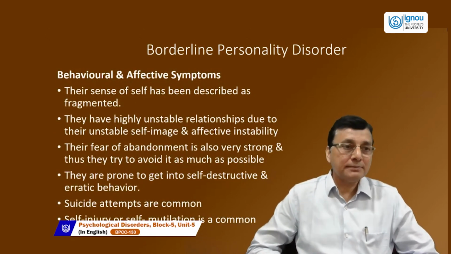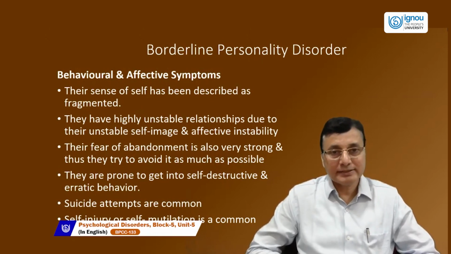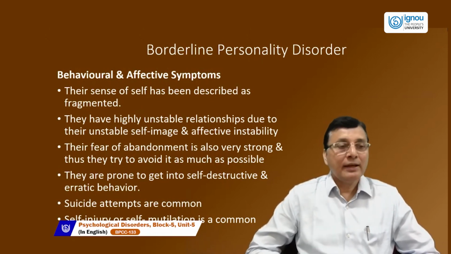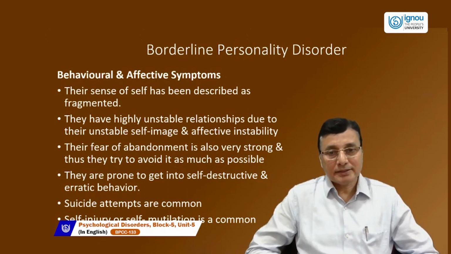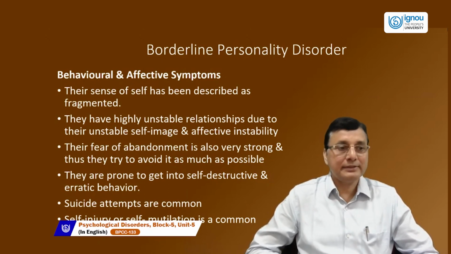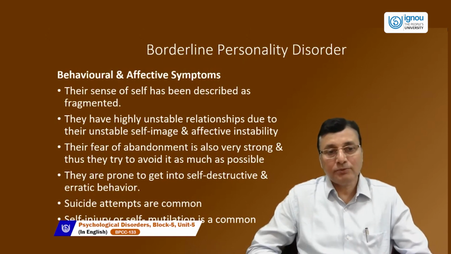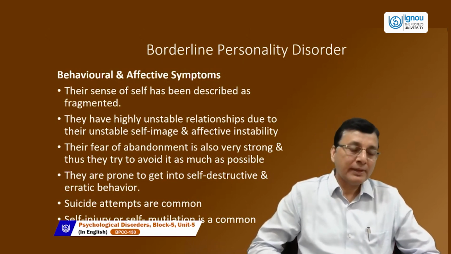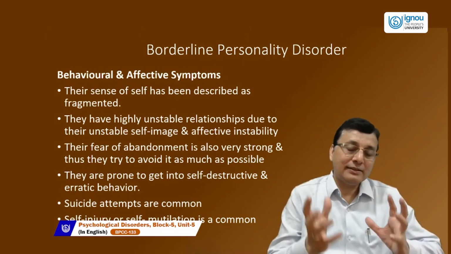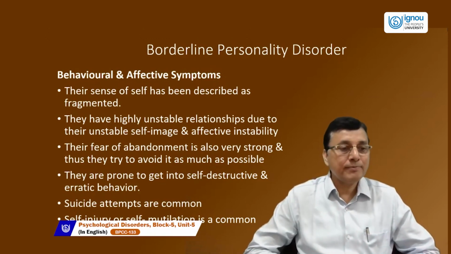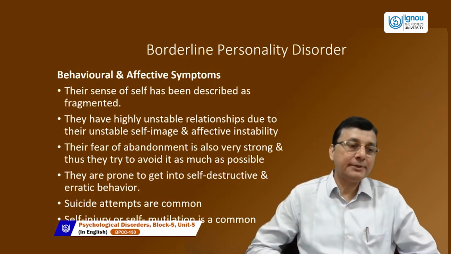Behavioral and affective symptoms. Their sense of self has been described as fragmented. They have highly unstable relationships due to their unstable self-image and affective instability. Their fear of abandonment is also very strong, and thus they try to avoid it as much as possible. They show clinging and dependent behavior, also overpossessiveness, you can say.